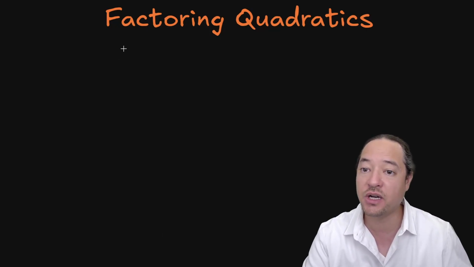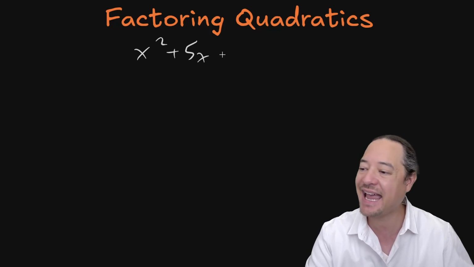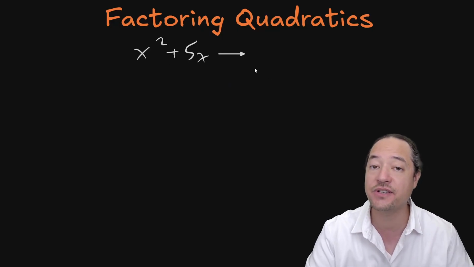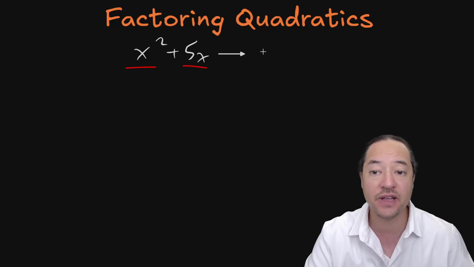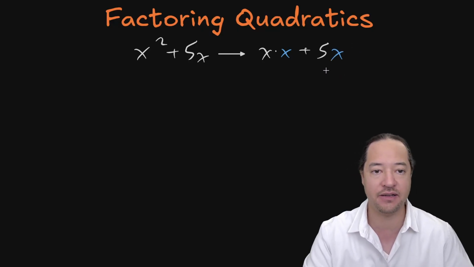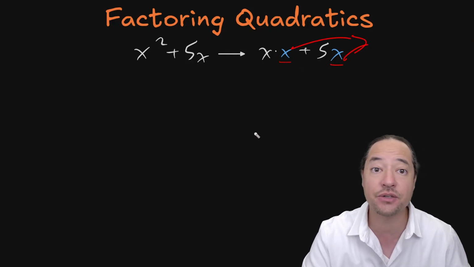So let me give you something we can start out with, something not too hard. What about some kind of expression like x squared plus 5x? Can I factor this? Yes, I can. Notice there is a common factor in each of these terms that I can take out. I can think of this as x times x plus 5 times x. This is another way of thinking about it. And so very clearly, I have a common factor of x that I can factor out of both of these.